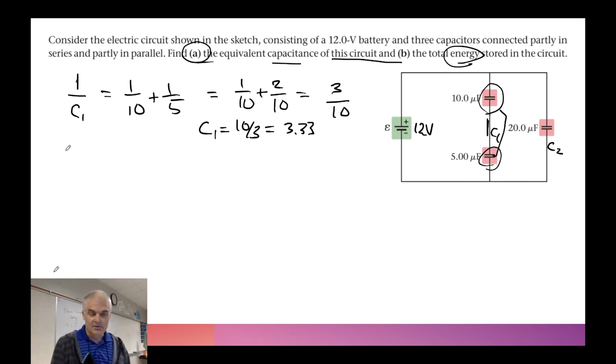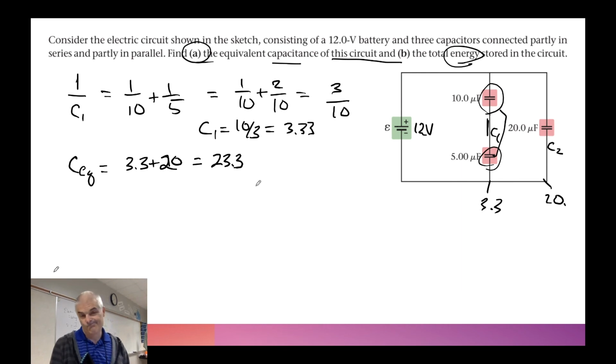All right? So for the total capacitance, now we have a parallel circuit where this is 3.3, and this, of course, is 20. Then the total capacitance, CEQ, will be equal to 3.3 plus 20, which is 23.3. Okay? And that's going to be in microfarads. Now, that's question A. We're looking at question B. What's the total energy of the system?